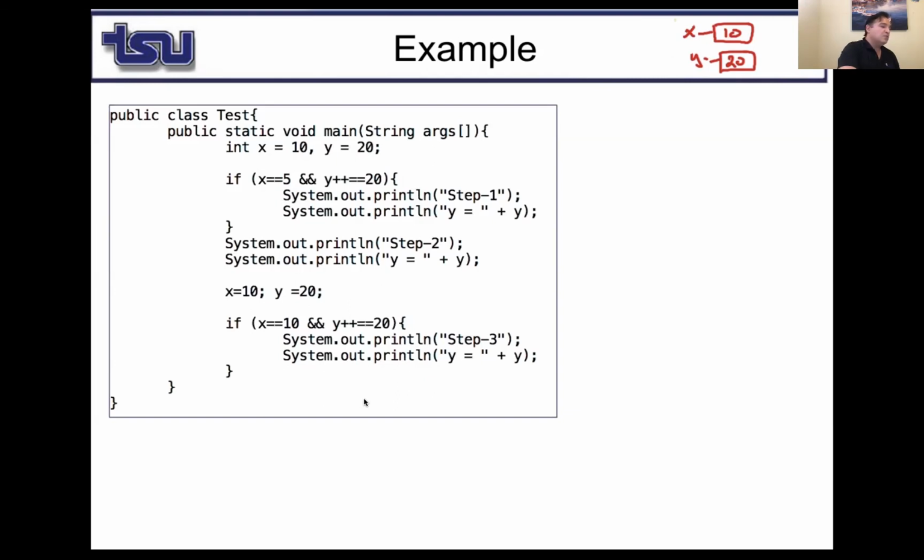Okay, so now here, X is equal to 5. This is false. 10 is not equal to 5. Since this is double ampersand, I will not go and execute the second statement because I know if the first one is false, no matter what the second one is, the composite statement is false. That means I am not going to go inside the if block. Then it's going to print step 2, and it's going to print y is equal to 20.